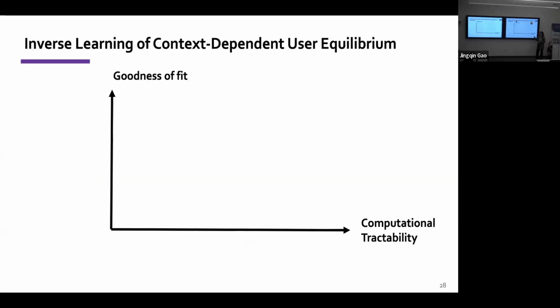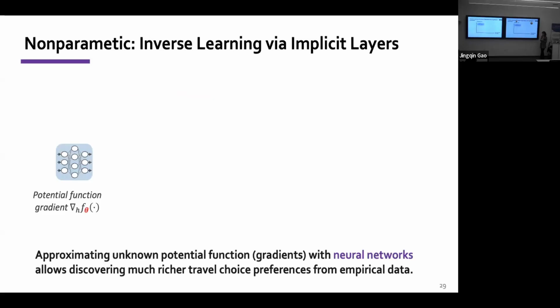Okay. As we showed in the previous slide, we have different options to design the inverse learning framework. Here we want to show two examples that face a trade-off between goodness of fit or prediction accuracy as well as computational tractability. The first is what we call a non-parametric approach, where we want to leverage the power of neural networks.